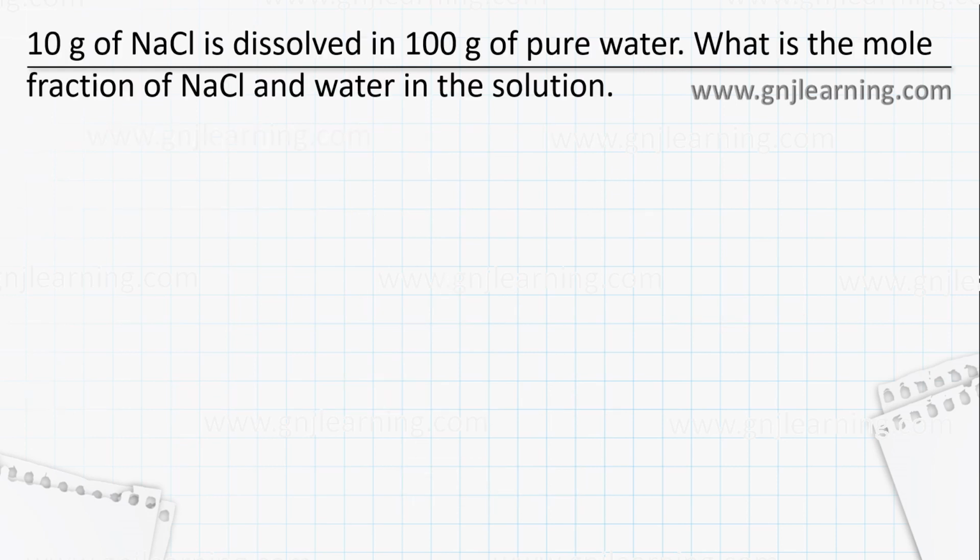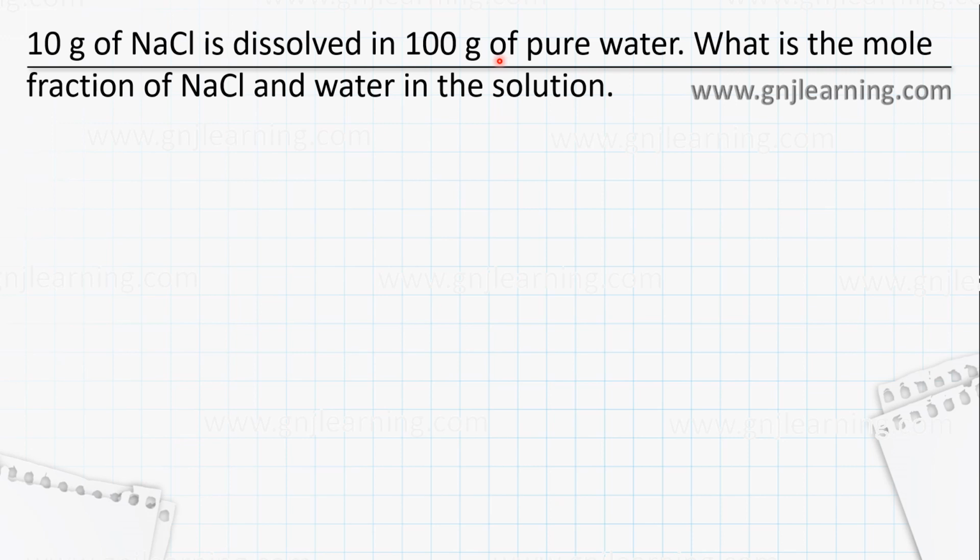So in this slide, we are going to see a problem based on the formulas of mole fraction that we saw in the previous slides. 10 gram of sodium chloride is dissolved in 100 gram of pure water. What is the mole fraction of sodium chloride and water? Since we have only two components, it's a binary solution, and I need to find out the mole fraction of both the components, sodium chloride and water.